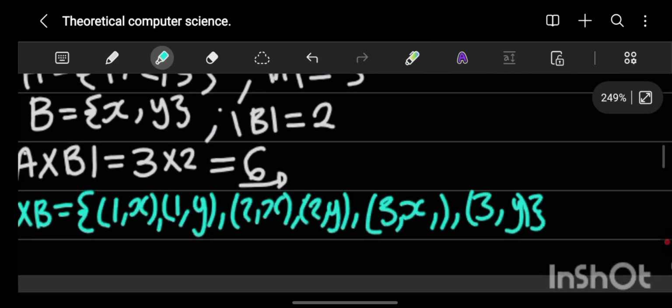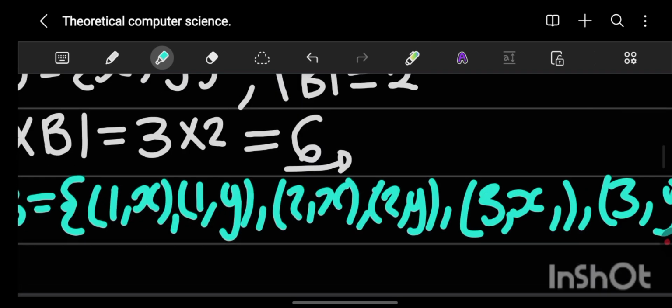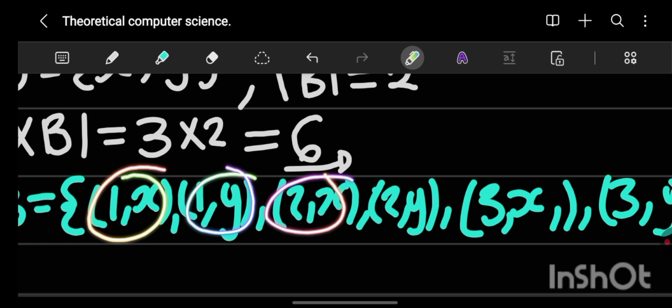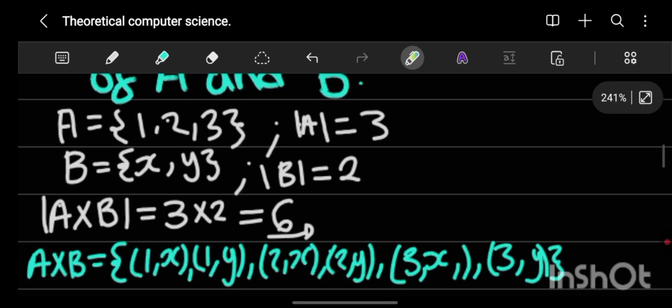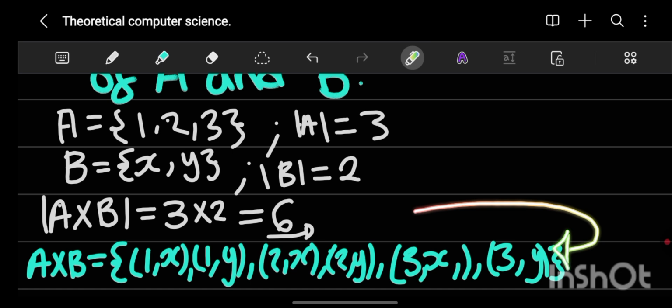So I want us to check something. Why the formula for cardinality? We were finding it, right? If you count these elements, you'd have 1, 2, 3, 4, 5, 6. And what does this tell you? If you want to check whether your answer for the Cartesian product is correct, you can find the cardinality, and because of the cardinality, you would know if your Cartesian product elements are correct or not, basically.